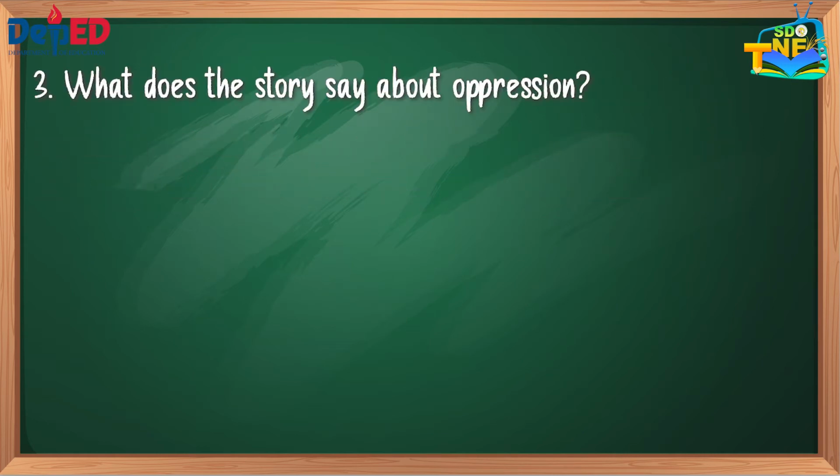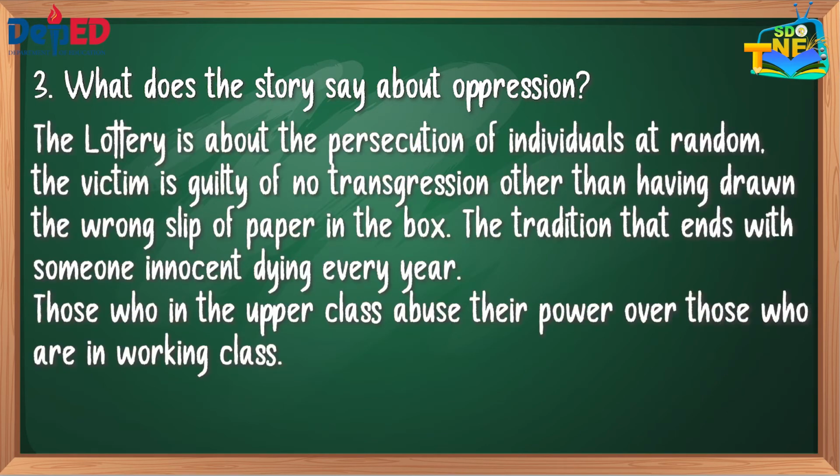What does the story say about oppression? The lottery is about the persecution of individuals at random. The victim is guilty of no transgression other than having drawn the wrong slip of paper in the box. The tradition ends with someone innocent dying every year. Those in the upper class abuse their power over those in the working class.